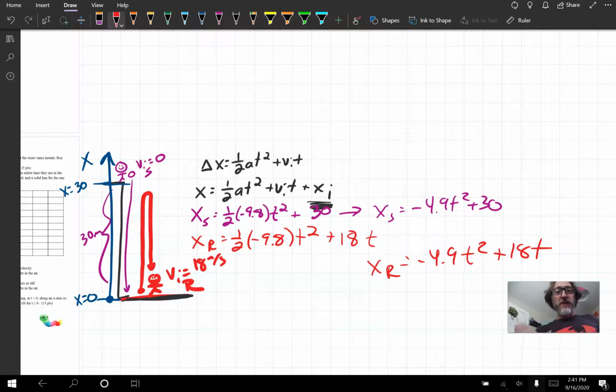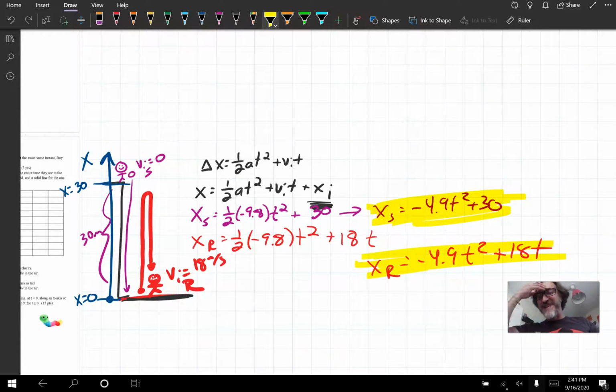Okay, so what these two equations have earned me is, now I know the position of Sally's ball at time t, and the position of Roy's ball also at time t. So let's check and make sure this makes sense, right? If I put in 0 for my time, then the position is 30. And as the time goes up, the position will decrease because of this negative sign, right?